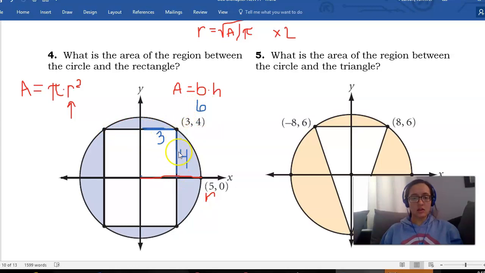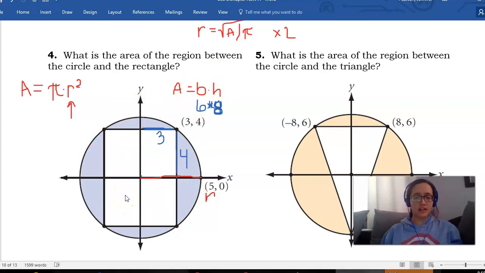And the height here, this piece is 4, so if we have 4 and 4, that means the whole height is going to be 4. That was supposed to look like a times, but it didn't really happen. Oh, and then I wrote down the wrong number, because it's 8, because 4 and 4 is 8. So we can do pi times 5 squared for the area of the circle, and then we can do 6 times 8 for the area of the rectangle.